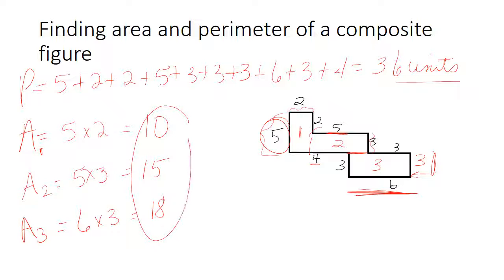So my area is going to be all 3 of these added up, which would be 43 units squared, because it's square units. So you can either write square units or you can just say units squared.